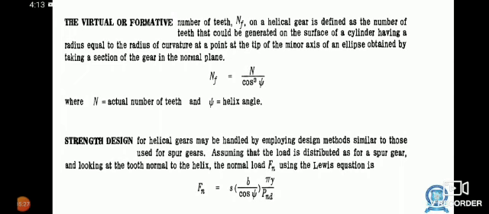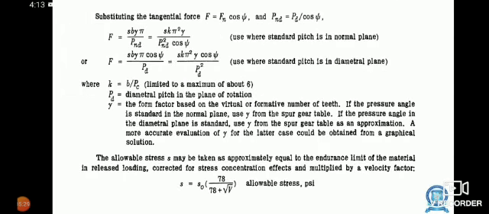pi y divided by P_n D. Substituting the tangential force F equal to F1 cos psi and P_n D equal to PD divided by cos psi, F equal to S B y pi divided by P_n D. F equal to S B Y pi cos psi divided by PD, where K equal to B divided by B_c, limited to a maximum of PD, the diametral pitch. Y is the form factor based on the virtual or formative number of teeth.